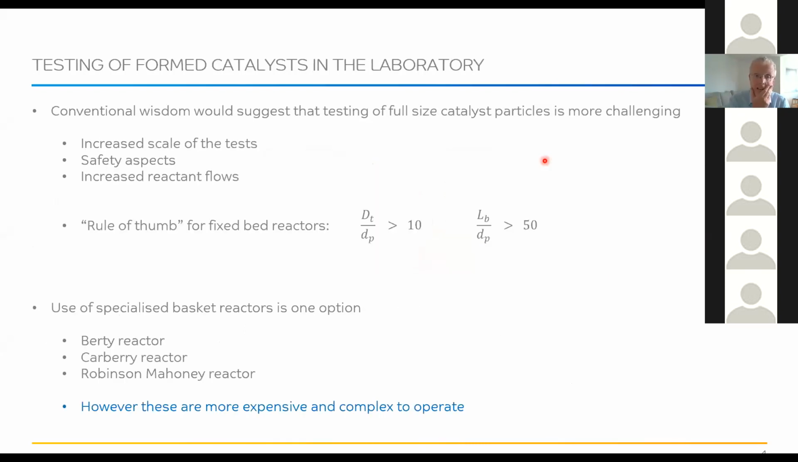When you come to test catalysts, conventionally people would say that testing of full-size catalyst particles is more challenging because of the increased scale of the test, because the particle sizes can be much bigger. You have to worry about safety aspects of the testing because of the increased scale. And typically you would also need increased flow rates of reactants. So as you go to testing more and more catalysts, you need increased reactor flow rates, and that has implications for what you can do in the laboratory.